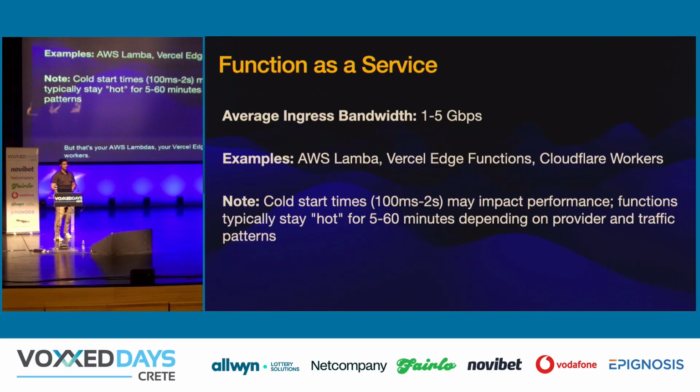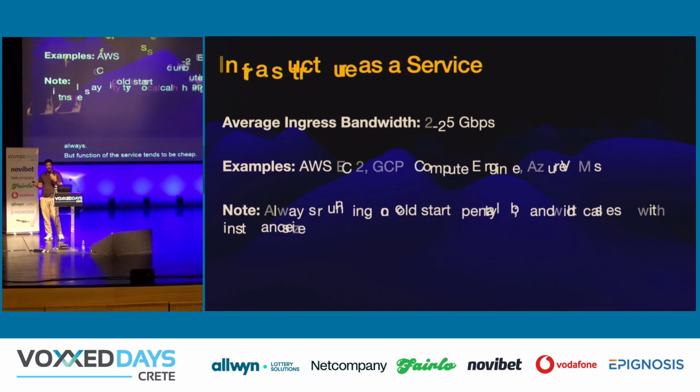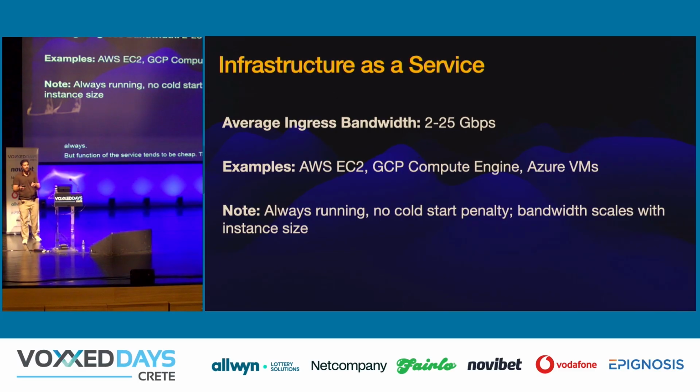And one of the little penalties with that is that you have cold start times, which means that those functions as a service aren't always hot and ready. That has a small performance impact. So there is a cost of moving things over to the proxy. So at a certain scale or a certain amount of requests, it starts to make sense, but not always. But function as a service tends to be cheap. Then you have your infrastructure as a service, tends to have much higher ingress bandwidth, and those are your AWS EC2s, your GCP computes, and Azure VMs. And those are always running, may incur a slightly higher cost, there's no cold start penalty, and so on and so forth.